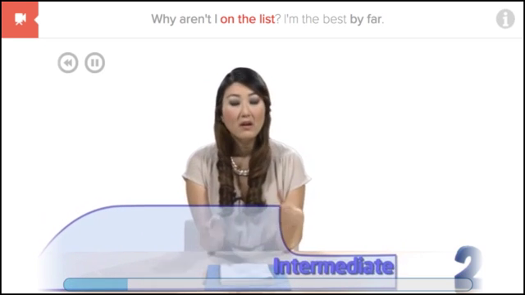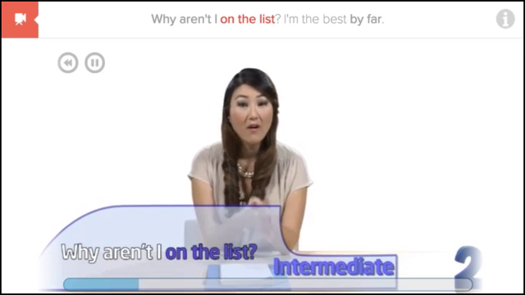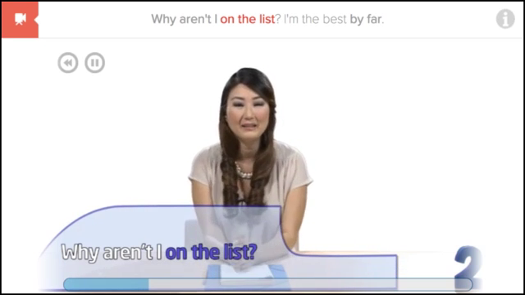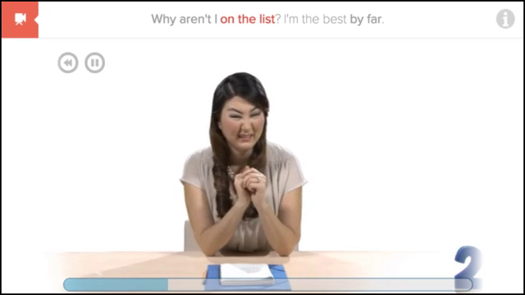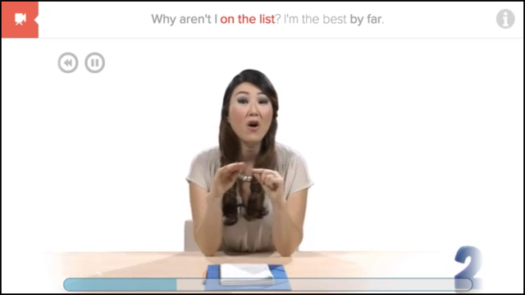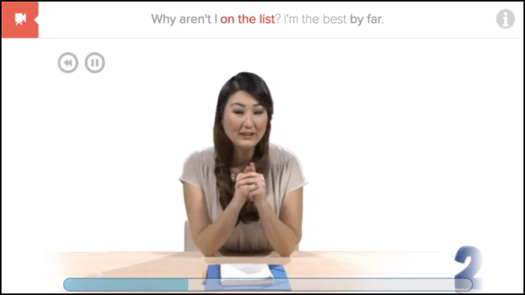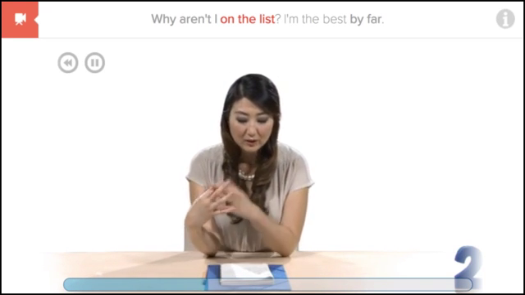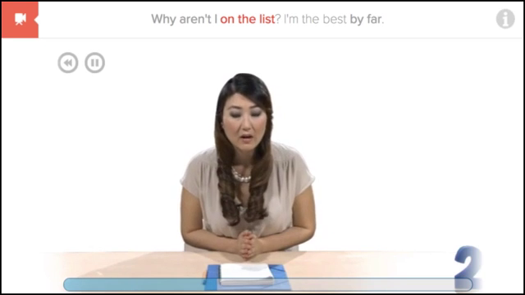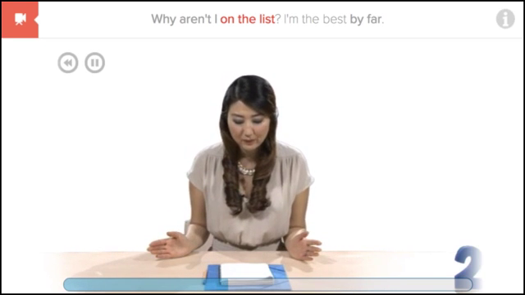So here we looked at on the list. Okay, on the list, en la lista. Now, ojo, no decimos in the list. Okay, la preposición aquí es on y no in. Okay, so again, en la lista decimos on the list. So why aren't I on the list? Porque no estoy en la lista.